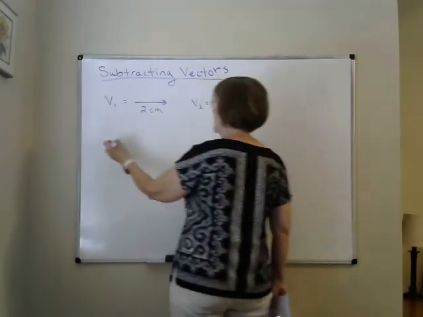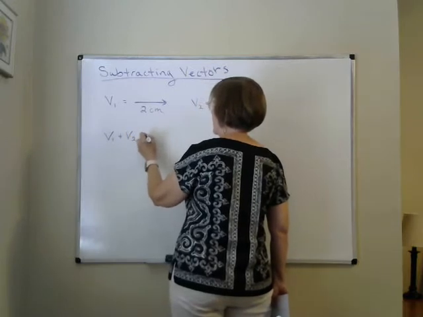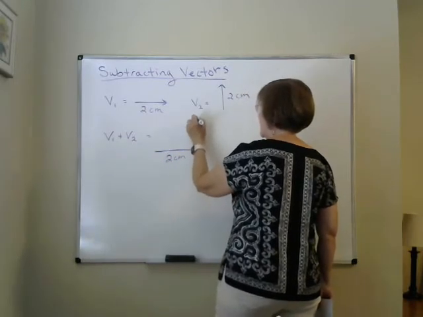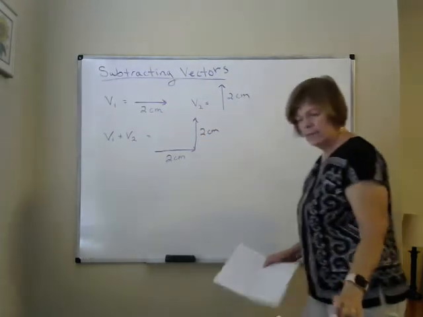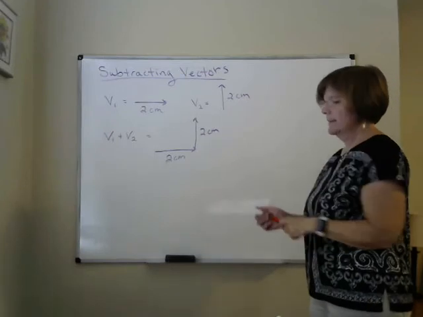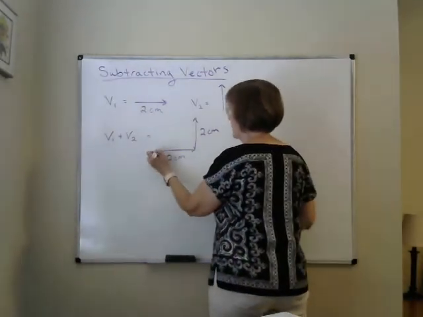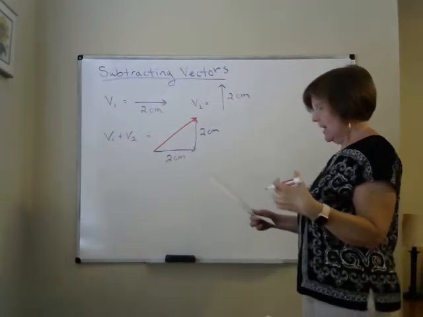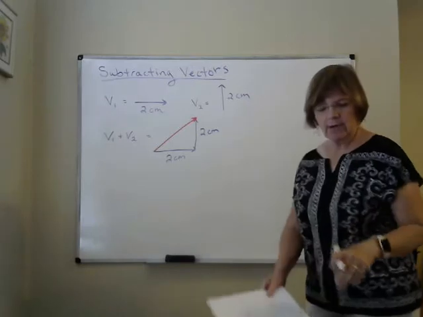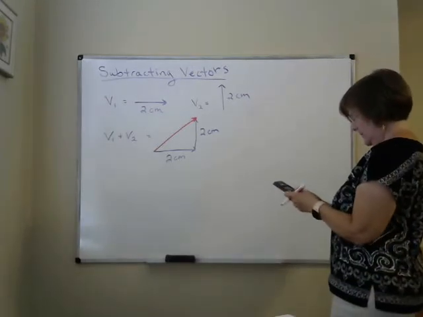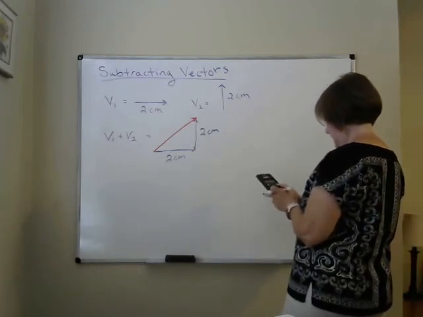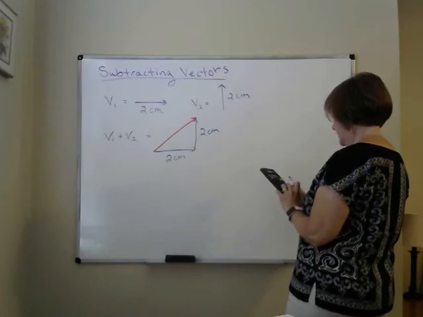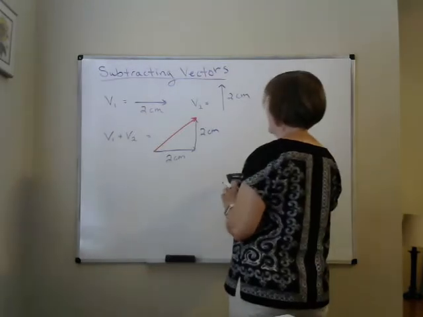If I were to add those two, it would look like this. 2 centimeters to the right, 2 centimeters straight up, and my resultant begins with the tail of that first vector to the tip of that second one. It goes from here to here. If I used my Pythagorean theorem or I measured it, I would find that that's going to be, oh, I didn't even write it down, the square root of 8, about 2.8.